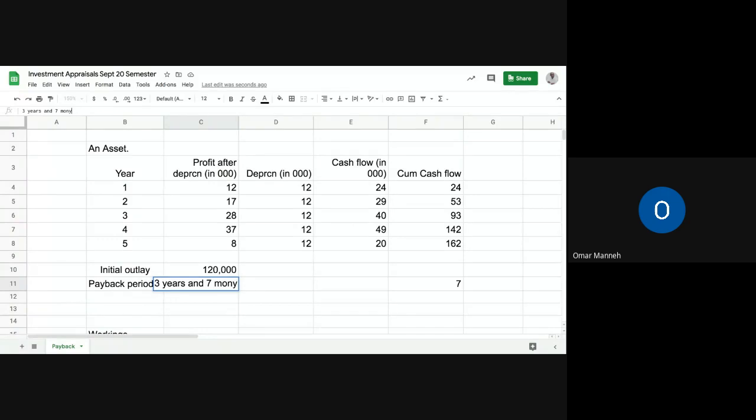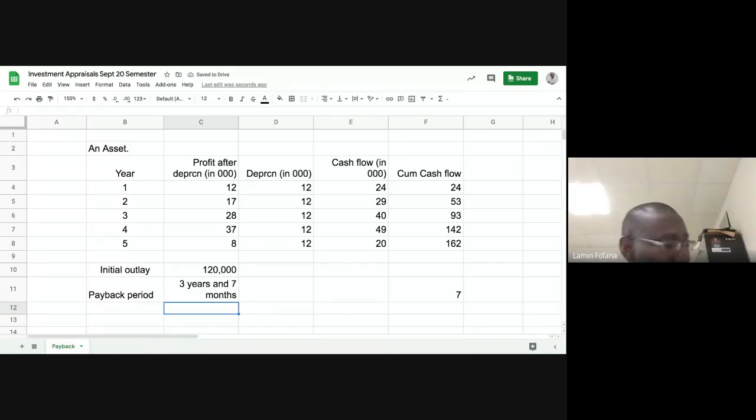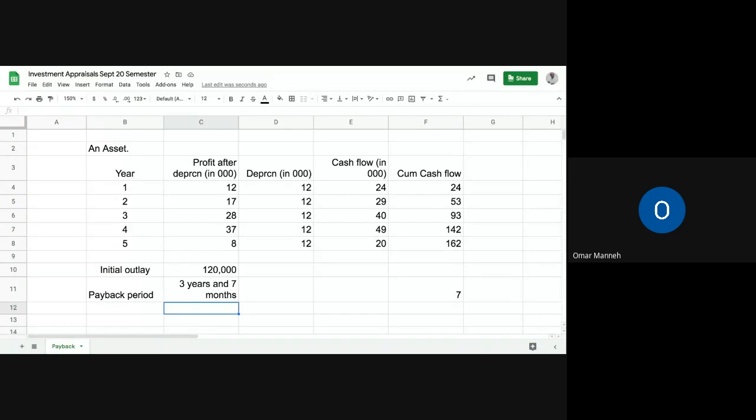Mr. Fofana. Yes, sir. What I did, I got like 5 months. You got 5 months? Yeah, but what I did is like this: I took this 49,000. You know, this 49,000 is for 1 year, for year 4. Yes, I divided by 12. I got for every month how much they are going to be able to pay, and later I multiplied it by 5.